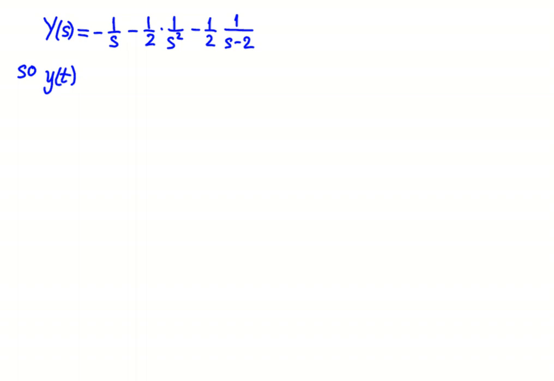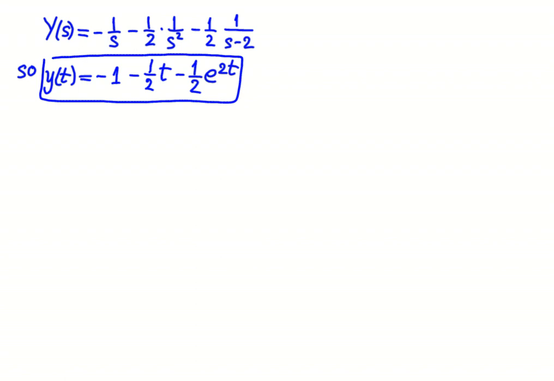Y of t, the transform of 1 over s is 1. I'm sorry, it's 1. The next one is t. It's 1. And then 1 over s squared, that is t. And the next one is e to the 2t. So we have y of t is that much.